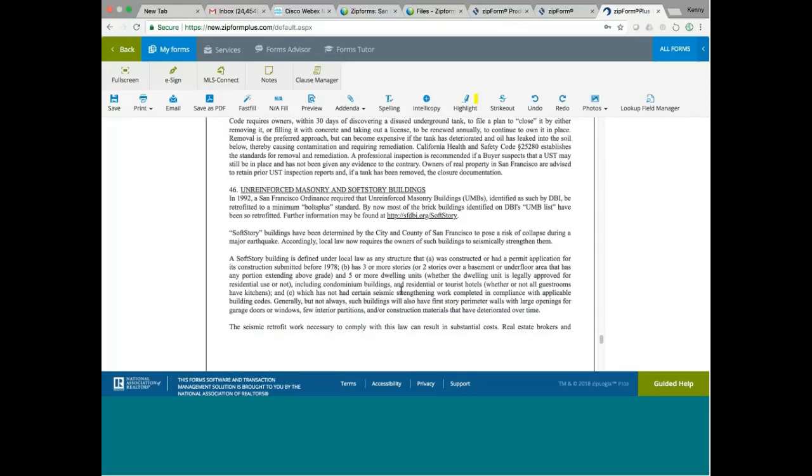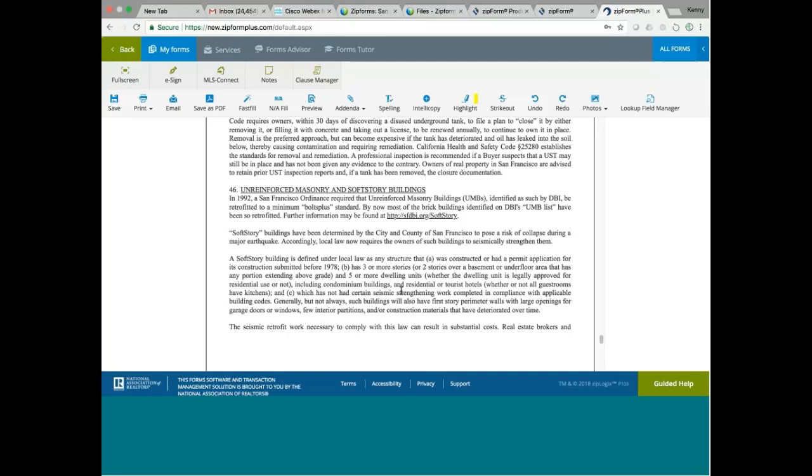Unreinforced masonry and soft story building. Some of these buildings in San Francisco are very, very old. So because they are old, chances are maybe the seismic retrofit is not so good. Okay, so they call it the soft story building. When you buy a soft story building, there is risk in the event of an earthquake.